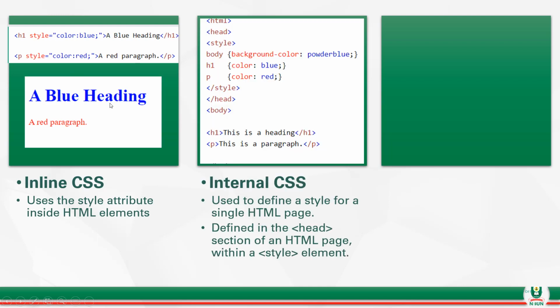The next one is what is known as internal CSS. So this is used to define a style for a single HTML page. Remember, the first one, the inline CSS, you had to define styles for each tag that you are using. But with internal CSS, when you define your CSS, it applies to the whole document. So you can use it for a single document. And you place the style element in the head of your page.